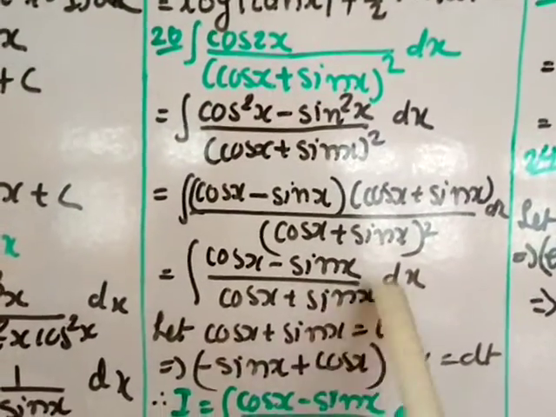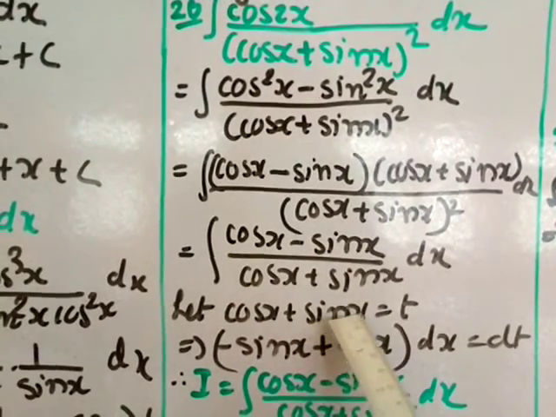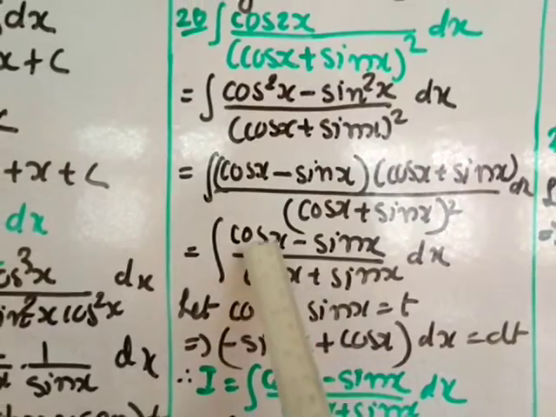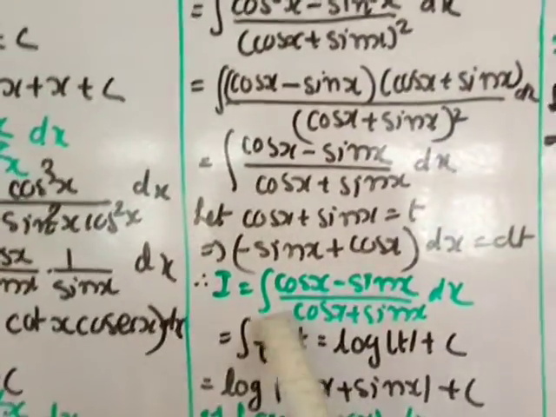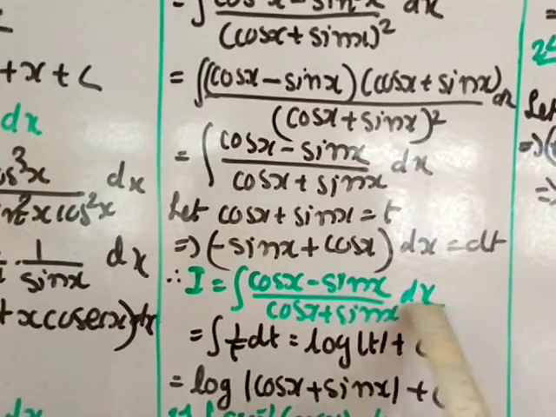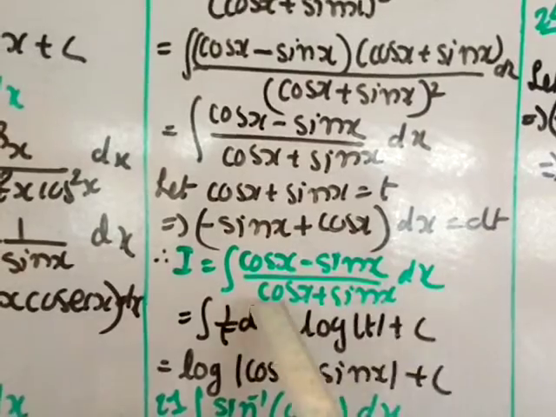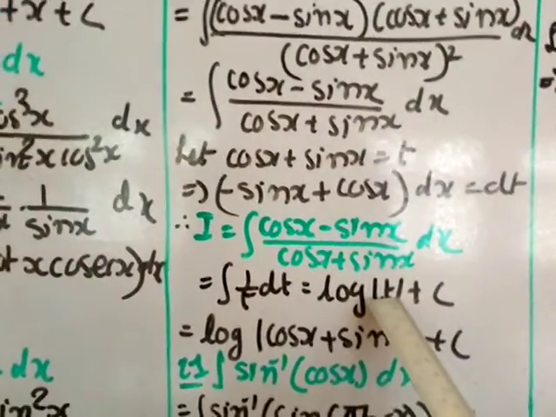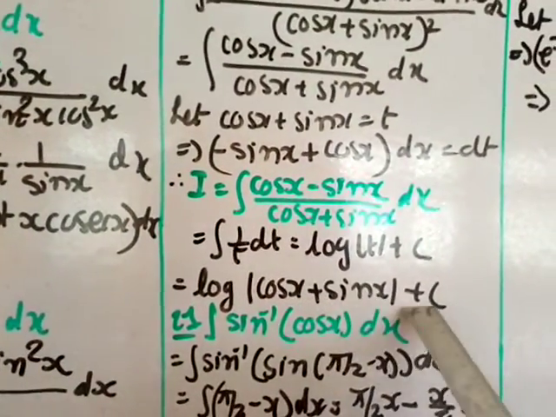Take this denominator as t. The differential of cos is minus sin and of sin is cos dx. So I get the numerator, see, minus sin plus cos. Just change the order, and this value will give you dt. So I is equal to the integral of (cos x minus sin x) divided by (cos x plus sin x) dx. Numerator equal to dt and denominator is t. So the integral of 1 by t is log t plus c. Put the value of t we have taken, cos x plus sin x. So log of cos x plus sin x plus c.